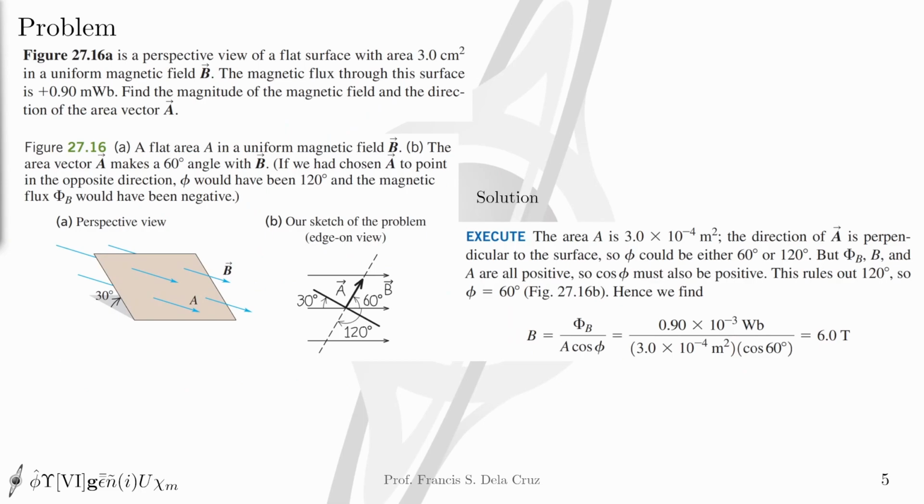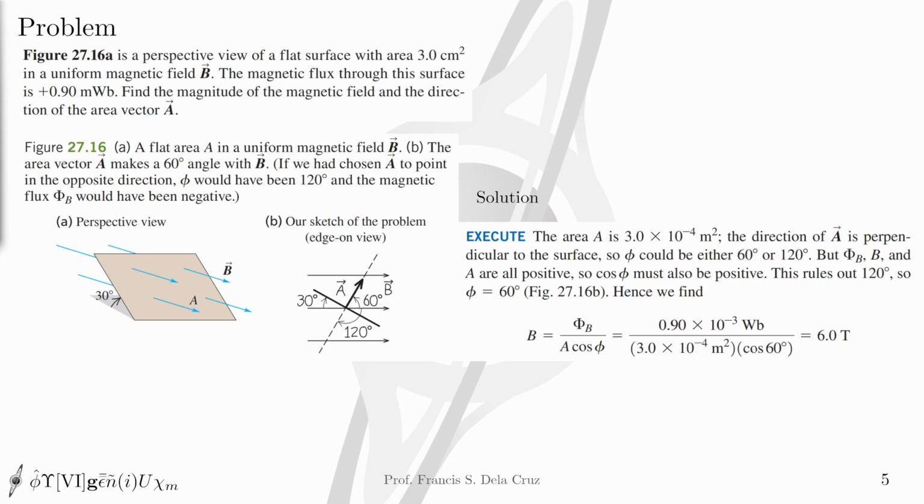For our third problem, figure 27.16a is a perspective view of a flat surface with area 3.0 square centimeters in a uniform magnetic field B. Given the magnetic flux through this surface to be positive 0.90 milliweber, find the magnitude of the magnetic field and the direction of the area vector A. So we're going to solve for the magnitude of the magnetic field, and then we're going to look for the angle. Technically, what is the area vector A?